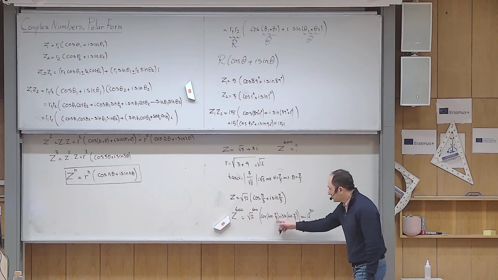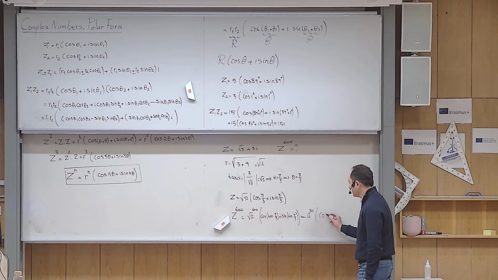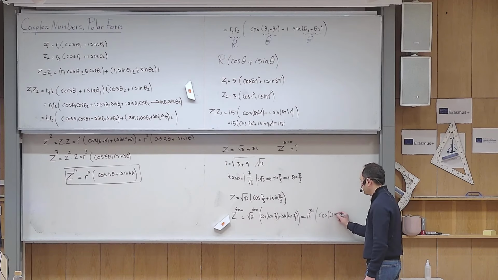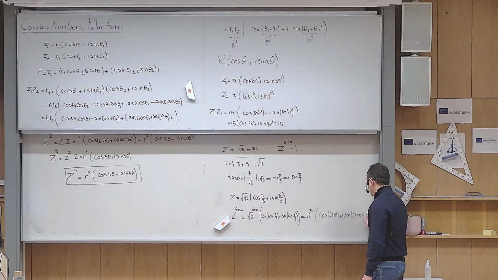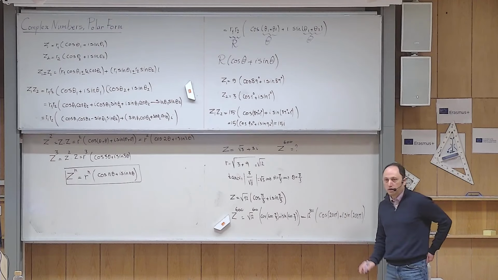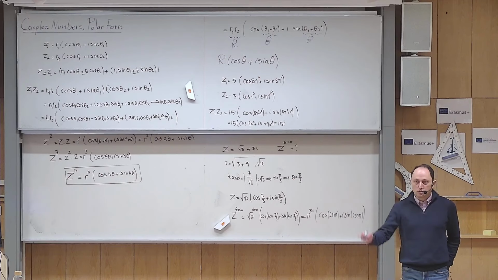But 600 times pi over 3, what happens? This is 200 pi. And of course, the same is true for the next one. But then, we know what these are, even without a calculator. So what is cosine of 200 pi? You need to know where 200 pi is.